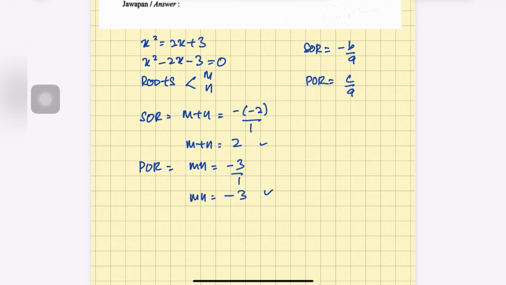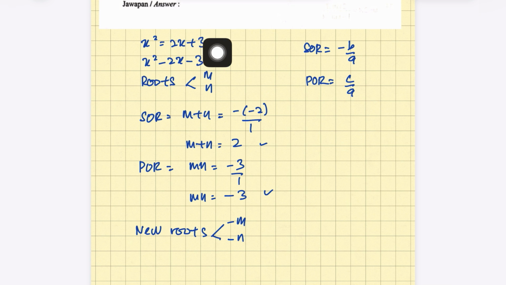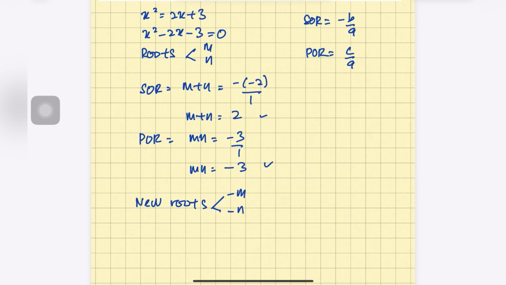Okay, so new roots. We have negative m and negative n. So tadi kita ada original equation, kita ada original roots, kita ada original SOR and kita ada original POR. So for the new one ni pun kita kena buat lah. Kita kena buat new SOR, new POR and new equation.